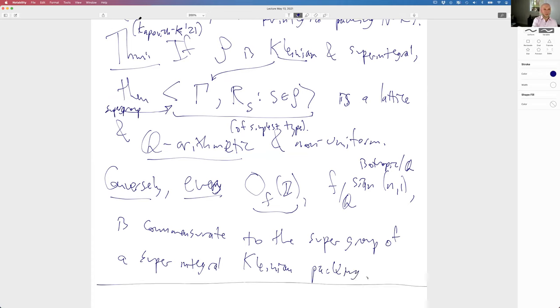So this hopefully explains what I was trying to get at before, an understanding of where the Apollonian packing comes from. Where did this Soddy packing come from? We had these couple of examples, and in the greatest generality, it's just from the theory of arithmetic groups. So anytime you have a Q arithmetic non-uniform hyperbolic group, one can construct, in fact, not just one, but infinitely many conformally inequivalent superintegral Kleinian packings out of it. So that's my time. Thank you for your attention.